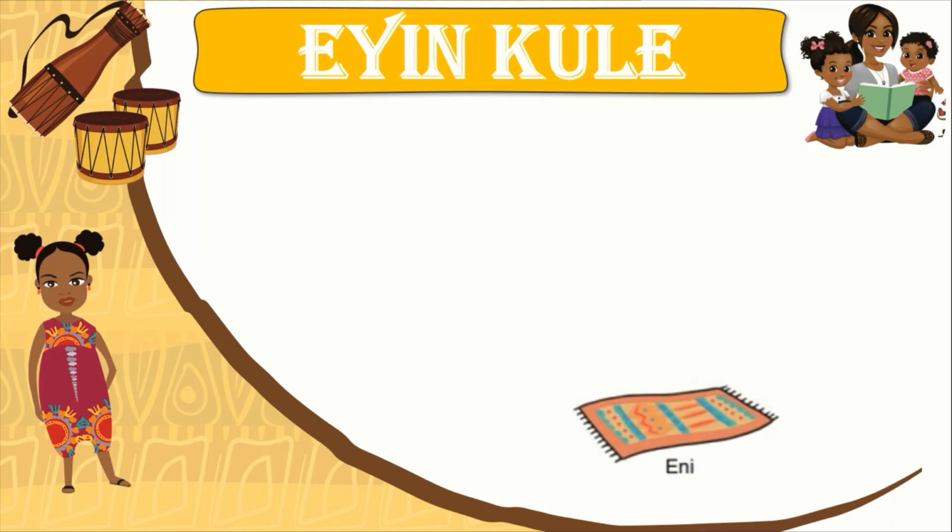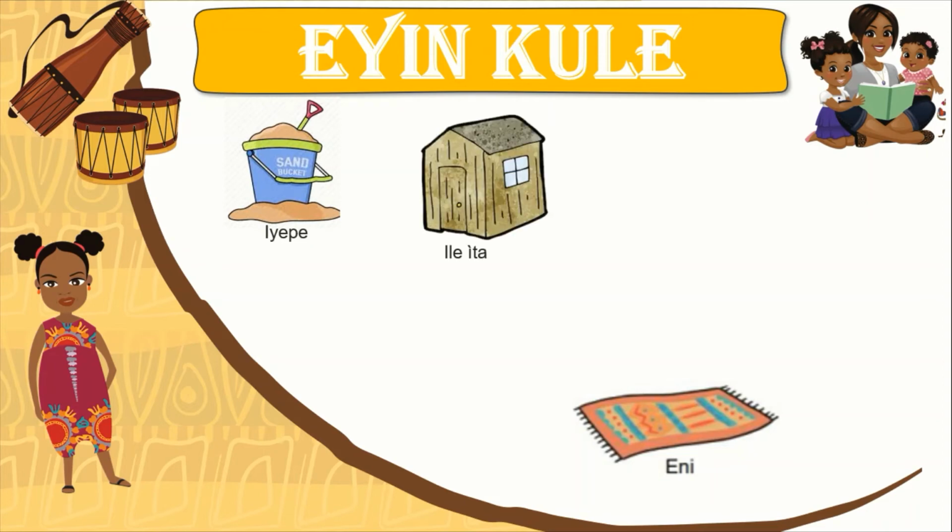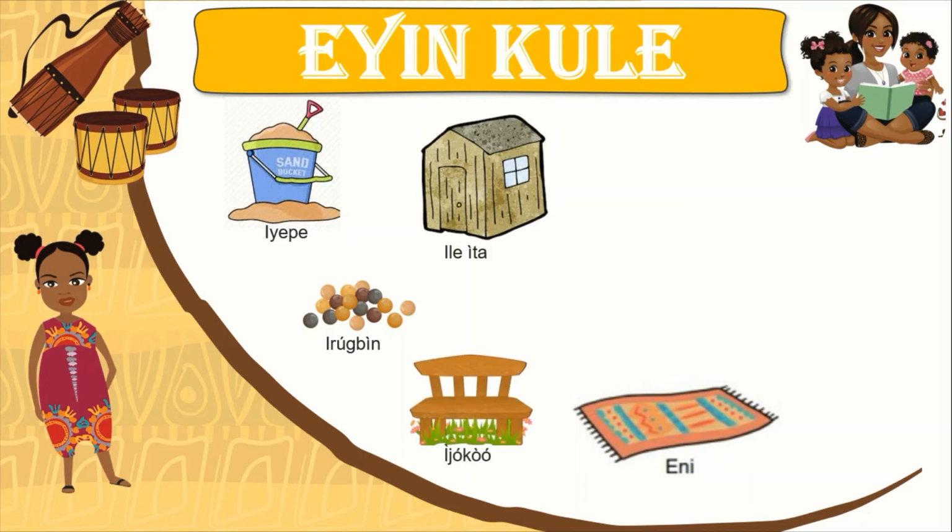If you want to have a picnic, you can put a mat on the floor. Eni. Iyepe, for your sandpit. Ileita, that's your shed. Irugbin, that's your seed.